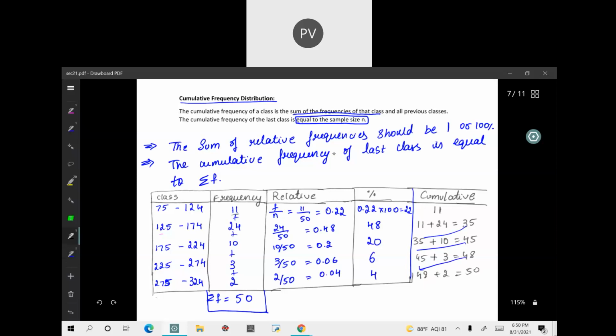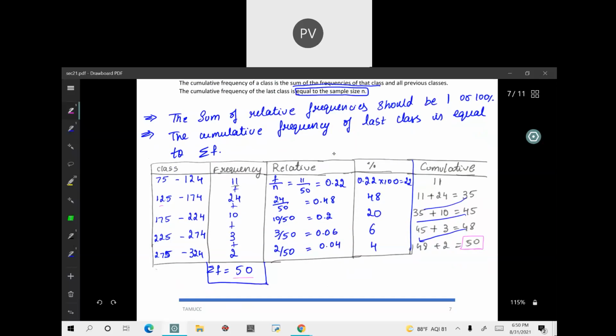Okay, now observe this carefully. This 50 is nothing but your sum of all frequencies. Okay, so the value of the cumulative frequency of the last class should be equal to the sum of all frequencies. Okay, and this is how you calculate frequency, relative frequency, in terms of fractions, in terms of percentages, and also this is how you compute the cumulative frequencies.